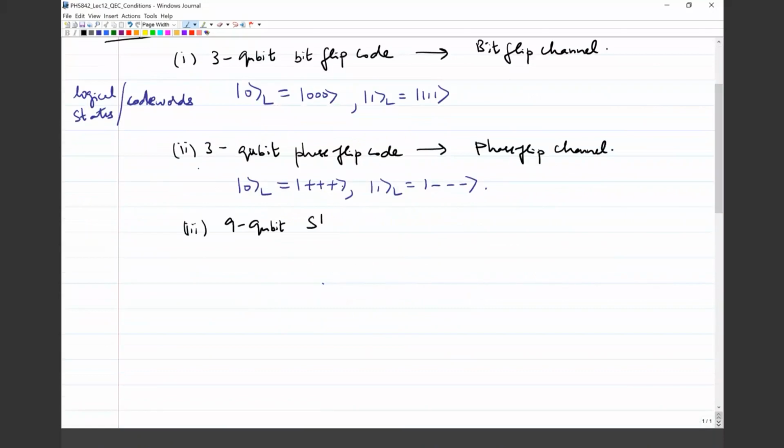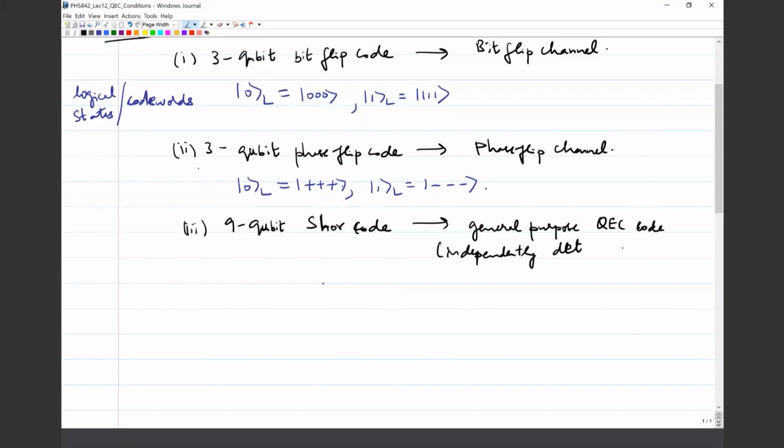And thirdly, we discussed a more general code, namely the 9-qubit Shor code. And now you see, I'm not referring to this code using a noise model. I'm not saying bit flip or phase flip or a particular kind of noise. Rather, I'm calling it a generic code. So this is the first example of a general purpose quantum error correcting code, because we saw that it can independently detect and correct both X and Z errors.